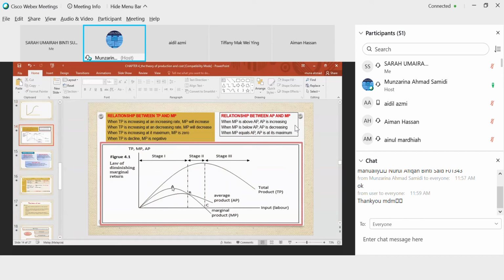So this one is actually the inflection point where the slope changes from increasing into decreasing. So here the slope changes from higher slope to lower slope until the slope is zero at the maximum point, where marginal product is zero. So the slope of total product here is horizontal, zero slope. So marginal product is zero.